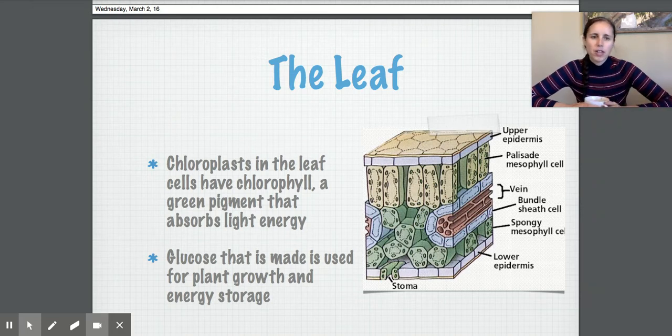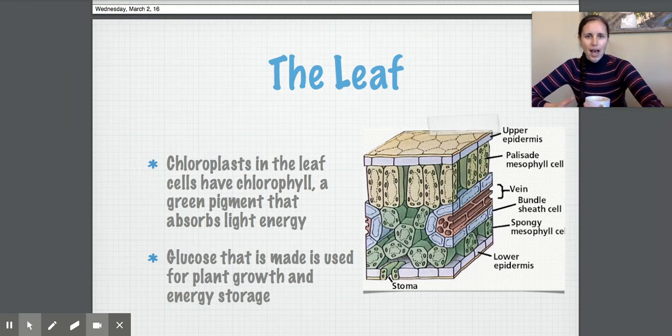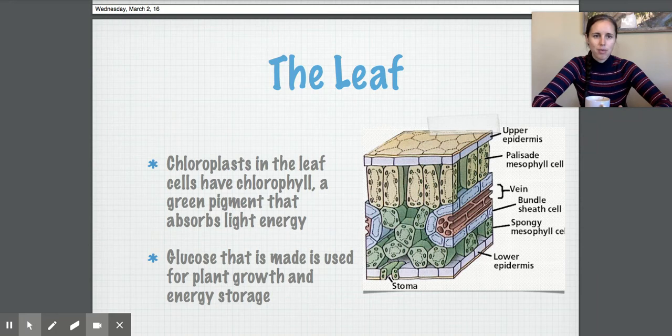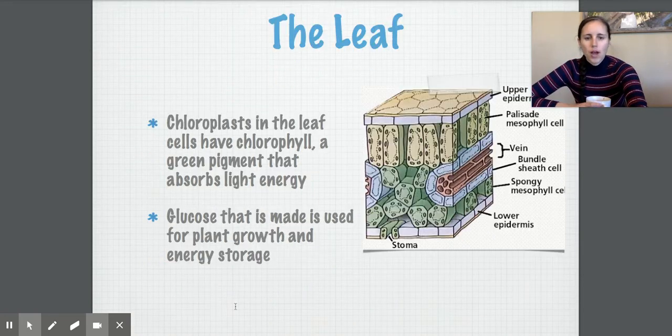I posted a pretty cool video here as well. I figured it's kind of timely with fall. You don't have to watch it, but it's a pretty neat chemical reaction about why leaves change colors in the fall. It's actually a chemical reaction, but it is related to chlorophyll. So take a look if you're interested. Glucose is then made and it's used for plant growth and energy storage. So photosynthesis happens in the chloroplast. We can harvest the sun energy using chlorophyll. And then during photosynthesis, we produce sugar, and that sugar can be used for plant growth or for energy storage.